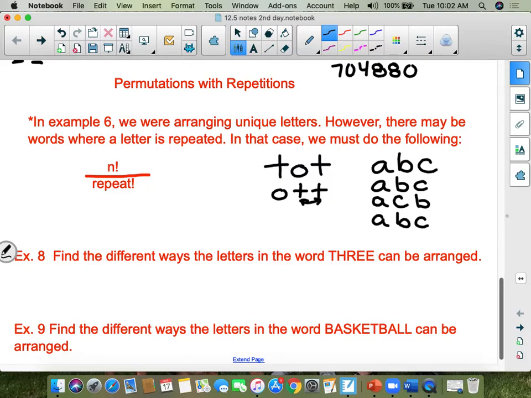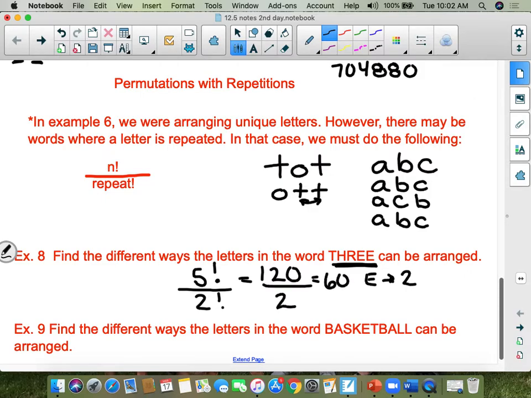So all you have to do when there's repetition, for the letters in the word TREEE, you count how many letters there are, and you put that on the top, so it's 5 factorial, divided by how many letters repeat. The E's. How many E's are there? 2 E's, and you do 2 factorial on the bottom. So 5 factorial, which is 5 times 4 times 3 times 2 times 1. I'm just going to do it the long way. 5 factorial is 120. 2 factorial is 2. You're going to get 60 different ways you can rearrange the letters in the word.